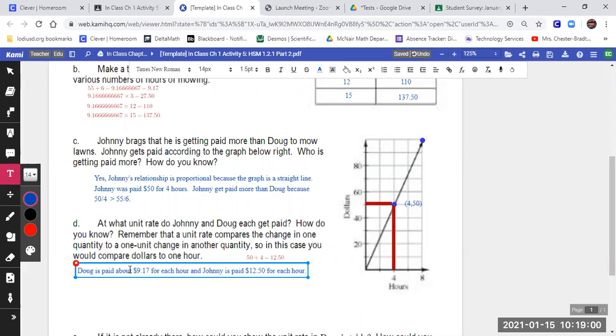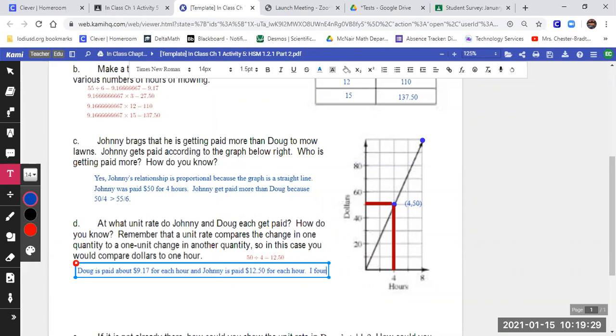Why did Doug have to have an "about" in his, but Johnny got to just be the exact number? What did we do with Doug's number to come up with 917? We had to round it. So that's why we have to say "about," right? So the unit rate, how do you know? What did we do?